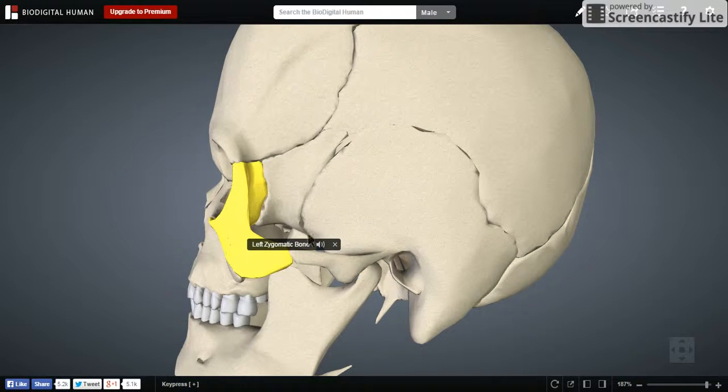This structure right here, this bone, is the zygomatic bone. And it has a process. That process, this portion that sticks out right here that I'm outlining, is the temporal process of the zygomatic bone. The combination of those two processes, the temporal process of the zygomatic bone and the zygomatic process of the temporal bone, produces the zygomatic arch.